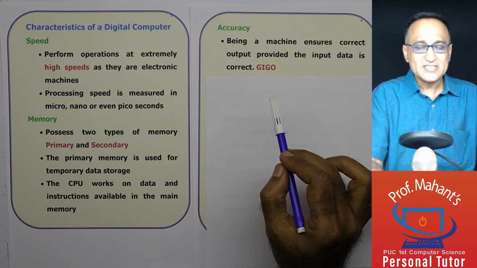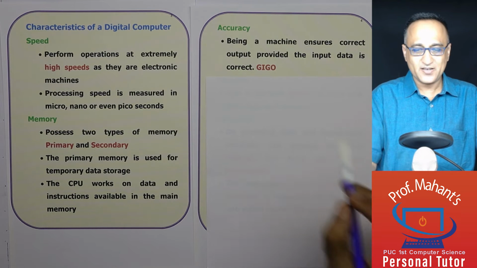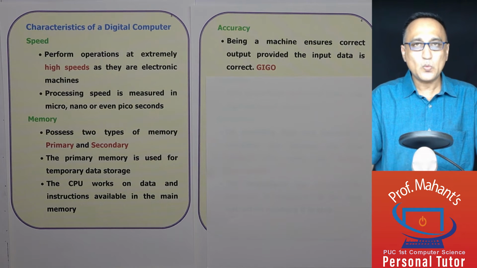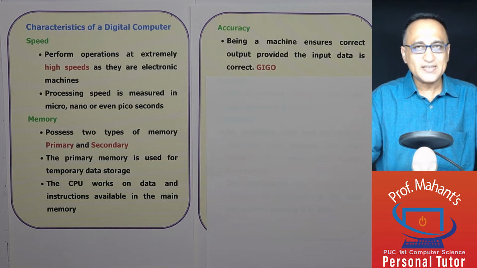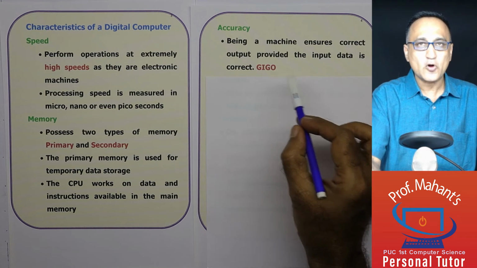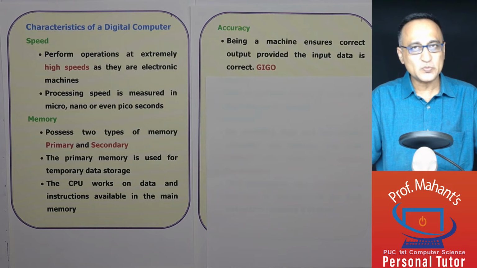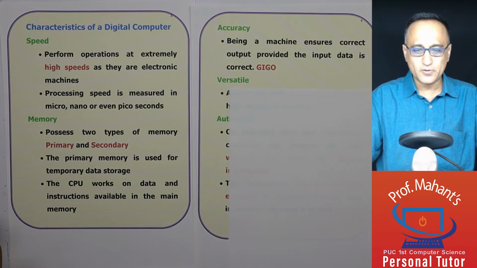Except that there's a very famous terminology you need to understand called GIGO. What it means is garbage in, garbage out. The meaning of this term is if you give it wrong data and wrong instructions, it is going to provide wrong output for you. That's the meaning of this term, garbage in, garbage out.